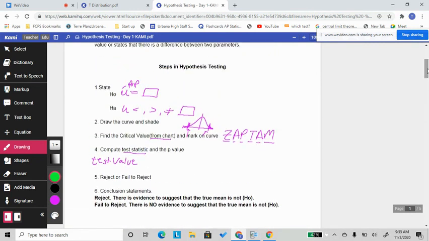So we have completed the H-naught and the H-a, the null and the alternative, remember. We drew and shaded our curve. We found the critical value either from the chart or I gave you that function, inverse t. Remember, t's are for means, z's are for proportions. And then when we come back to part 2 of the video, we're going to do a complete test and do sections 4, 5, and 6.